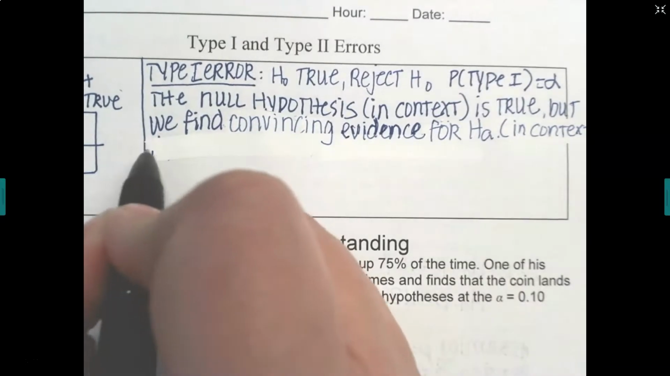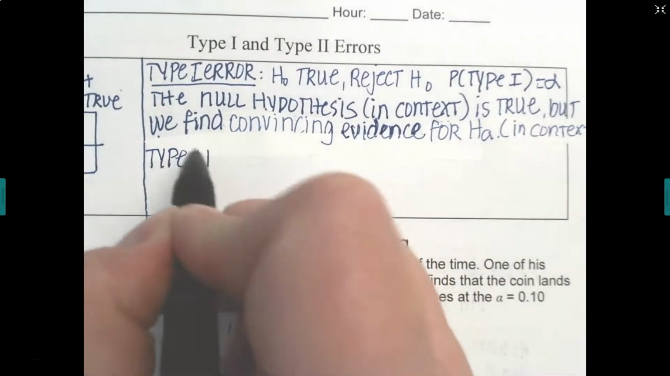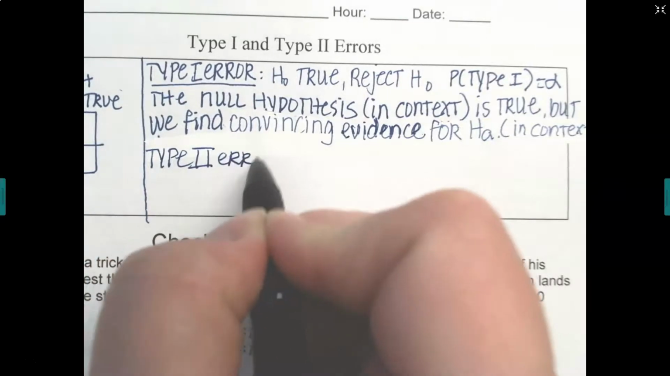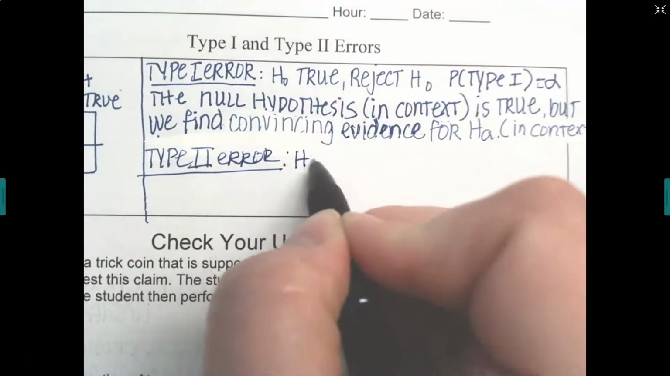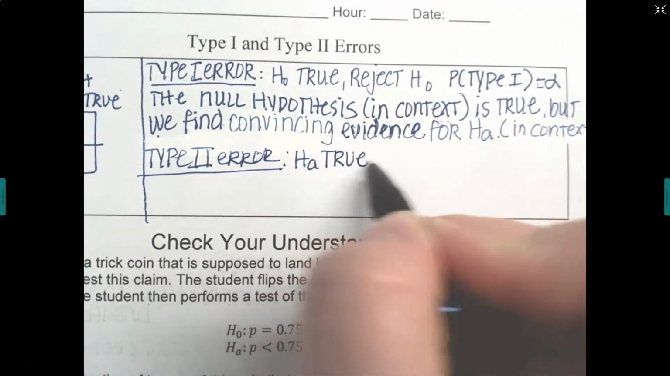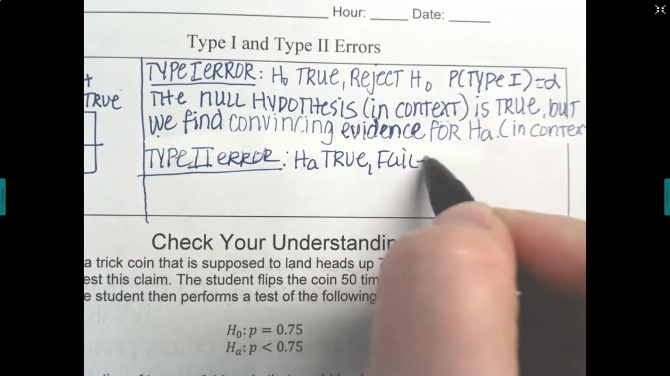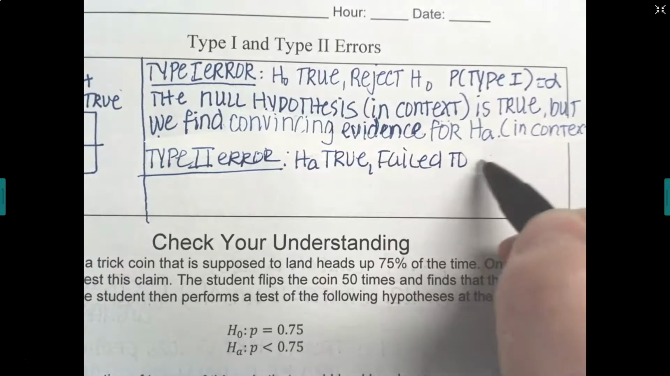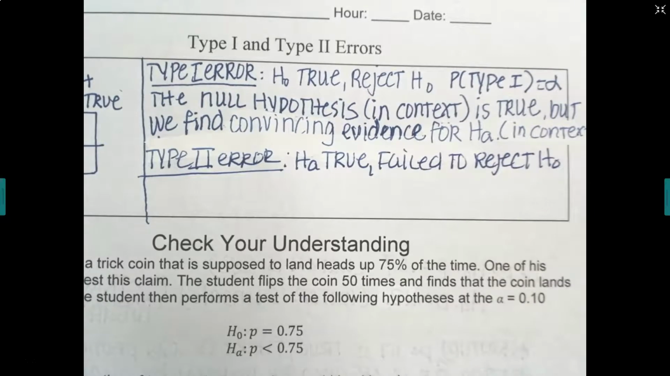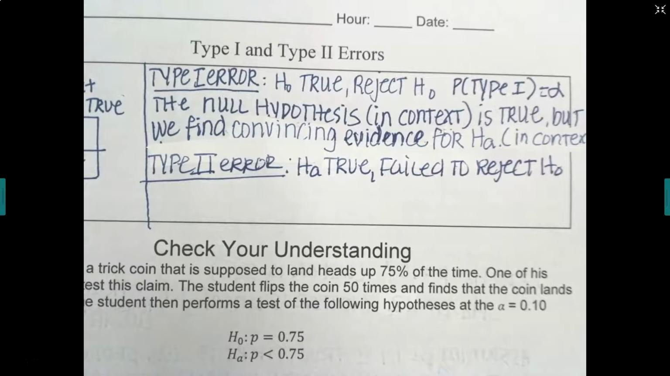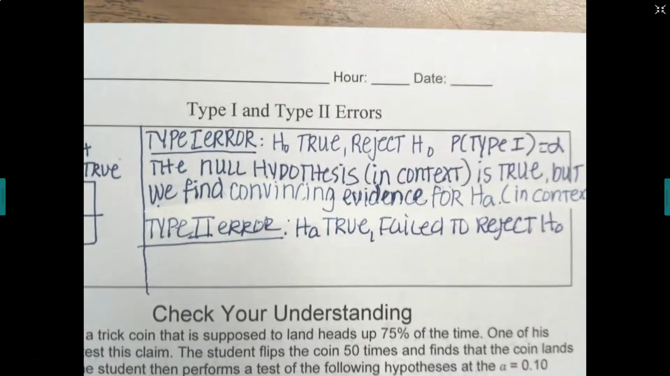Then we have our type 2 error. And now remember, your type 2 is your alternative is true, but you failed to reject the null. Let me give you a little hint before we talk about how to discuss that when you're describing it. My hint to you is this. I write it up here at the top so you can come back to it easily.